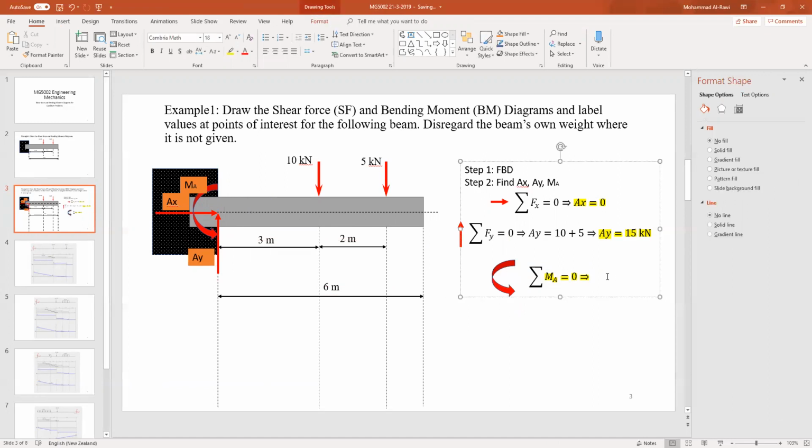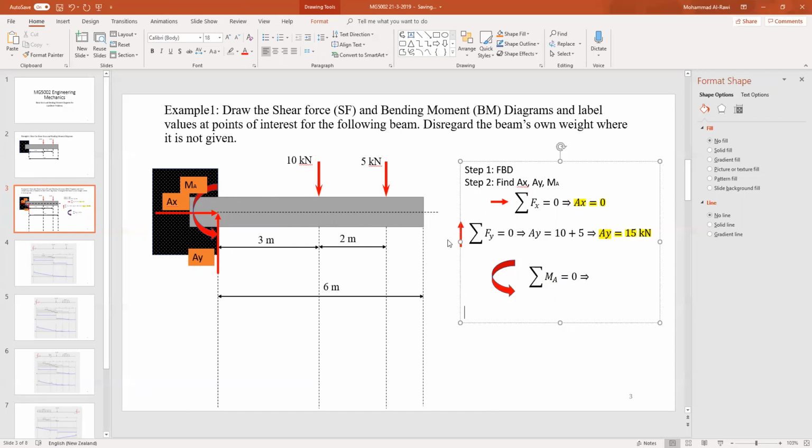So now I'll write the equation. I just need to remove the highlighter here so we don't have any highlights. So what do we have? If we fix a point at point A here, we'll see that the 5 kilonewtons will rotate clockwise, and the 10 kilonewtons also rotate clockwise. So definitely they are negative, and the MA will rotate anti-clockwise.